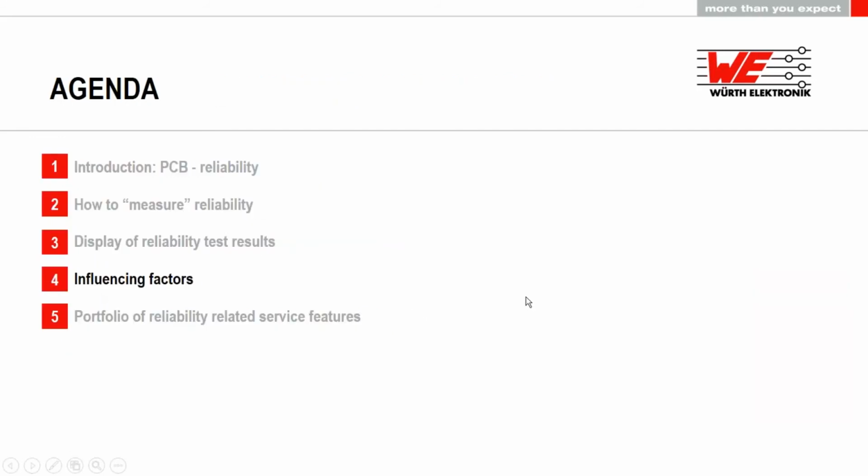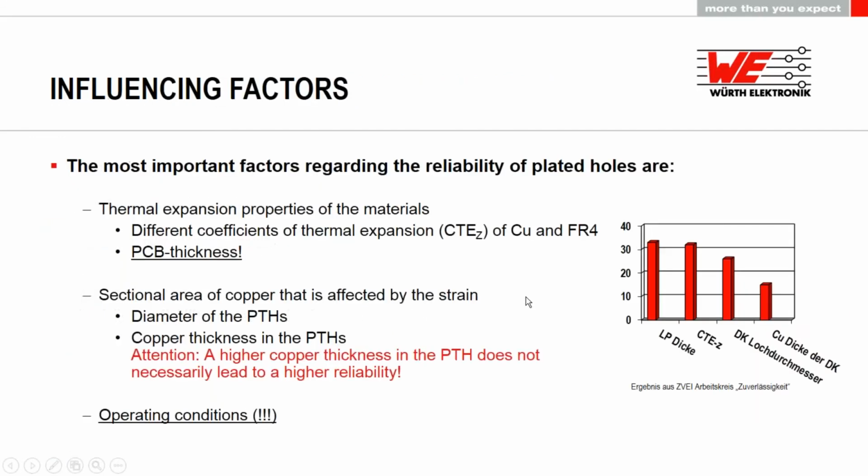Let's go to the influencing factors of reliability. The most important reliability factors are, on the one hand, the thermal expansion properties of the materials. And there we have the CTE in Z direction of copper and FR4 or base materials. And we also have, which is highlighted, the PCB thickness. All those values are in ppm per Kelvin.